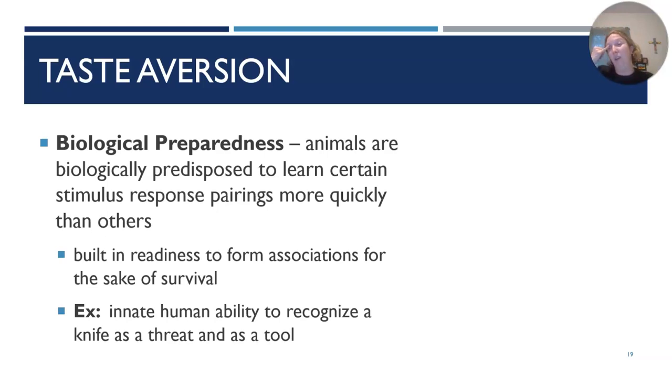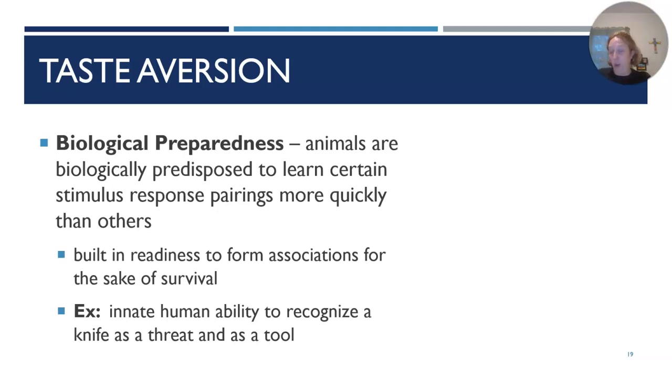I'll have to think about that one a little further. We learn them quicker. So a couple other examples for you. There's an innate, born-in human ability to recognize a knife as a threat and as a tool. So we recognize that it being sharp, it can both hurt us, but it can also be used.